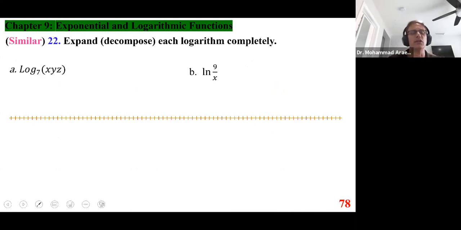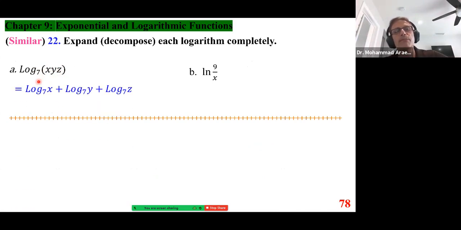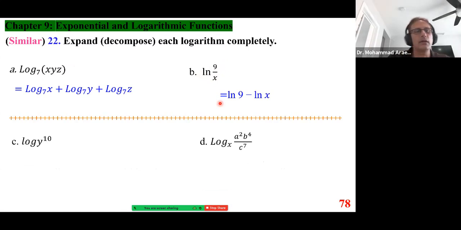We want to expand using various properties. In this case, we're going to use the product rule. So log of each piece: log of x plus log of y plus log of z. Don't forget the base is 7. This one uses the quotient rule, ln of the top minus ln of the bottom. This one uses the power rule, 10 sits in front, and we are done.